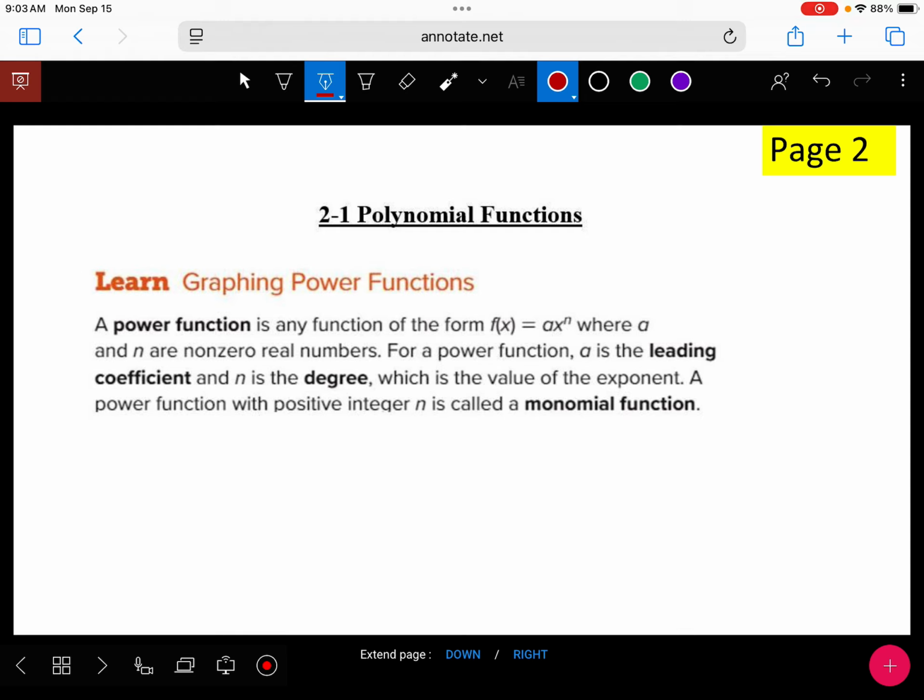Okay, so what we're going to focus on today is what we call the end behavior. What is the graph doing at the end? In order to determine what the graph does on the end, we need to know 2 things. We need to know the leading coefficient.